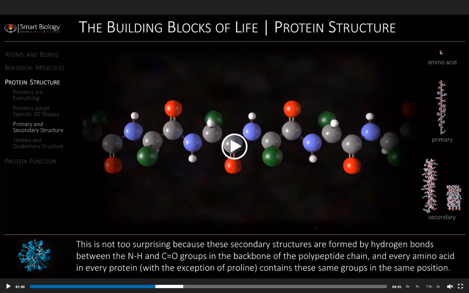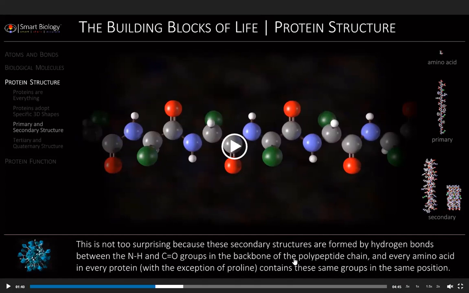Here, the hydrogen bond is between the NH group and the CO group in the backbone. I would like you to very quickly steal a glance at the peptide bond that you have just drawn at the beginning of the class, so you have an idea where the NH and the CO groups are. You can then understand how the hydrogen bonds are formed.